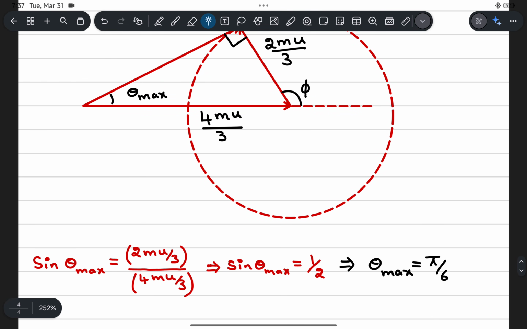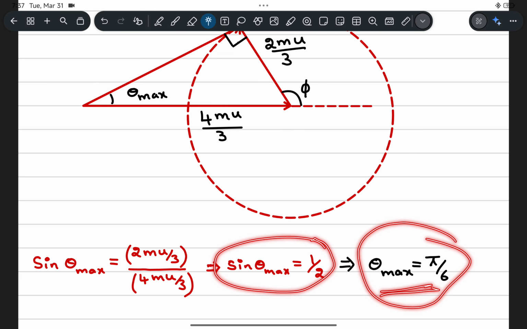So we'll take sine theta max here. If I take sine theta max, it is just opposite side by hypotenuse, which is 1 by 2. So theta max is pi by 6. Okay.